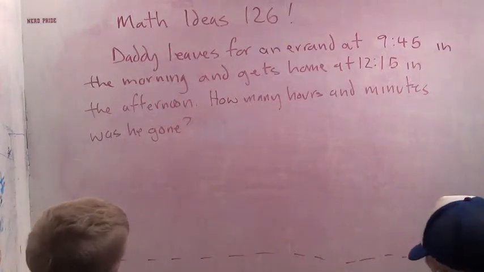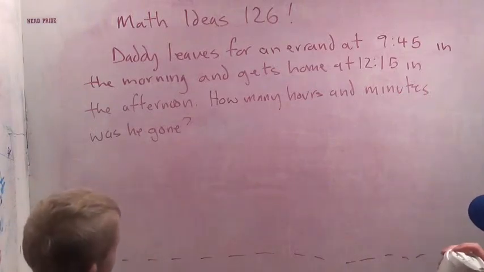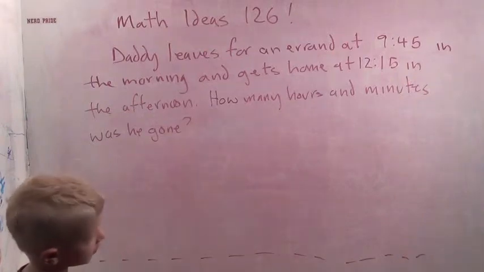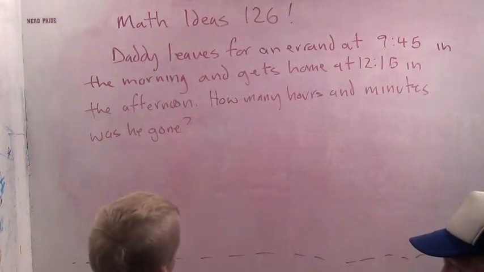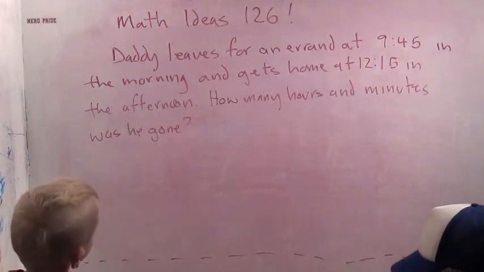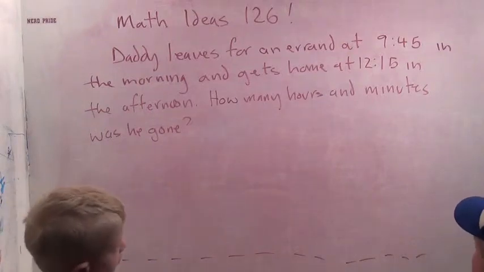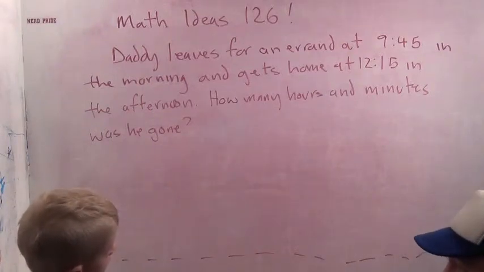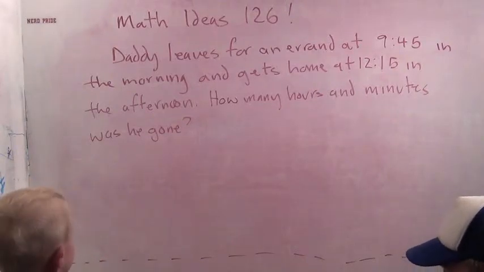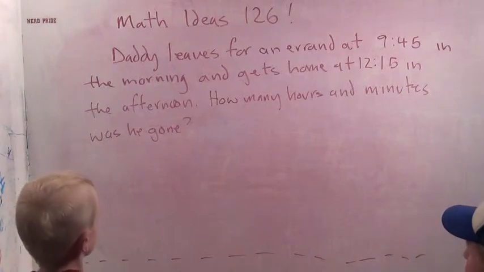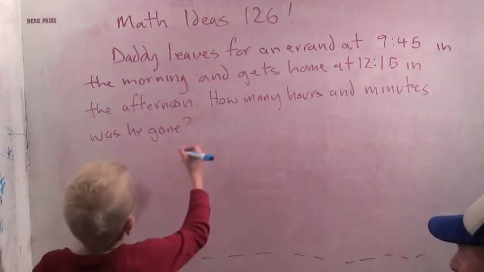Okay, so do you understand the problem? Yeah. Okay, tell me about this problem. Well, Daddy leaves at 9:45. At 9:45 in the morning? So that's a.m. That's a.m., yeah, good job. And he gets home at 12:15 p.m. And what are we trying to figure out? We are trying to figure out how many hours and minutes he was gone. All right, so how do you think you want to do this one?